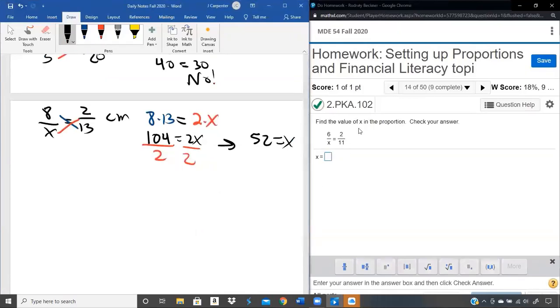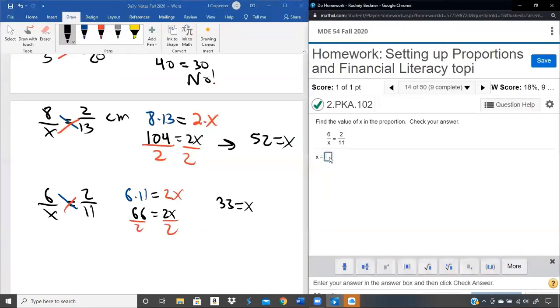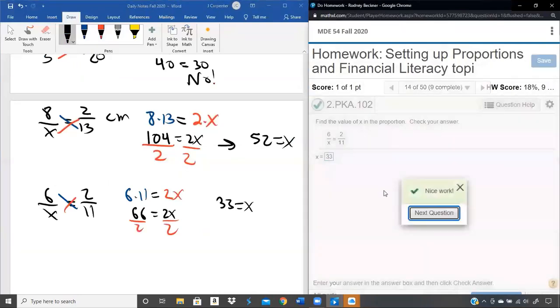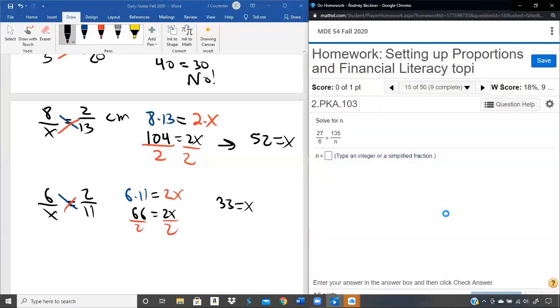One more of these. 6 over x, let's write it first, equals 2 over 11. Cross multiply, 6 times 11, and then the 2 times the x. Set them equal to each other, which is 66 is equal to 2x. Again, divide both sides by 2, and you'll get 33 equals x. I'm not going to do a lot of wrong things today, given the short time.